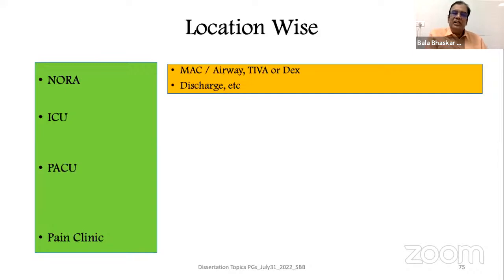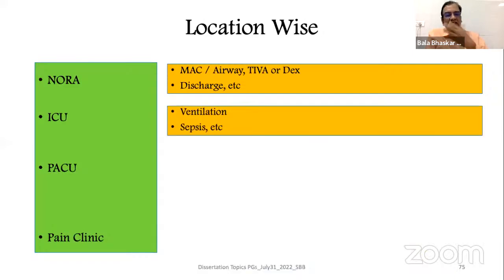We can have airway-related topics where we don't want to intubate. We use supraglottic airway devices. We talk about TIVA, total intravenous anesthesia, or we talk very frequently nowadays about dexmedetomidine used for every case and everywhere. And discharge criteria, because the majority of them are daycare procedures. You admit the patient and discharge the patient. So these are some of the concepts from which we can pick up the article topic for the thesis.